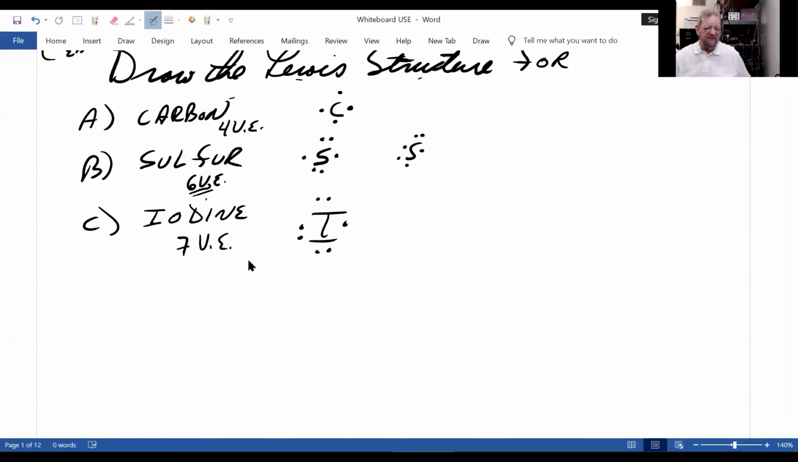And this is one way of drawing it. Another way would be this. And there are two more ways. Three sides have two dots and one side has one dot. And that's how you do Lewis structure.